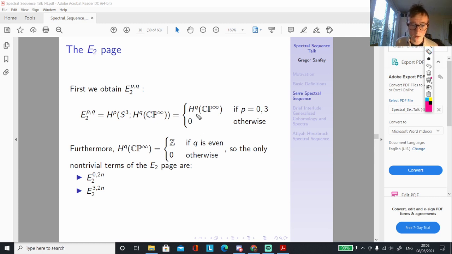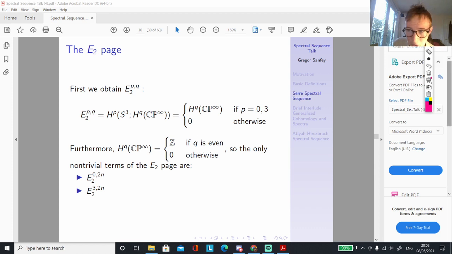Anyway, it's going to look like this, right? Because the pth cohomology of S^3 with coefficients in some ring R is going to be R when p is equal to 0 or 3, and it's going to be 0 otherwise. Okay, so that's where we're getting that from. But remember that we computed the cohomology of CP infinity from before. And it's going to be the integers if q is even and 0 if q is odd.